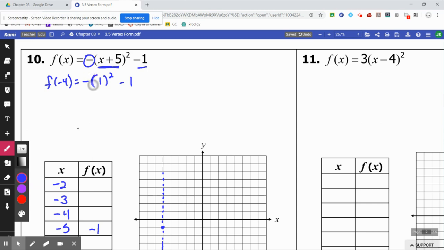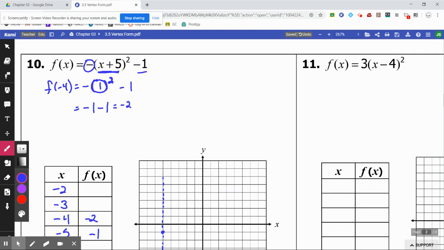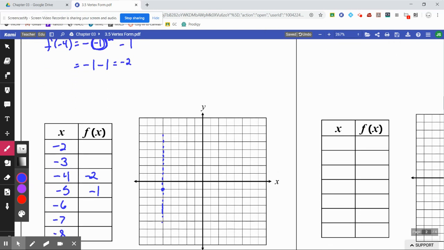Make sure that you always square first, negative second. So 1 squared is 1, leave the negative in front of it. So -1 minus 1 would be a -2. So when I plug in -4, it gives me -2. If you were to plug in -6, it should give you the same thing, and here's why. When you do -6 plus 5, that would give you a -1. And when you square a -1, you'd get the exact same 1. So that's the reason it works out to be the exact same value there.